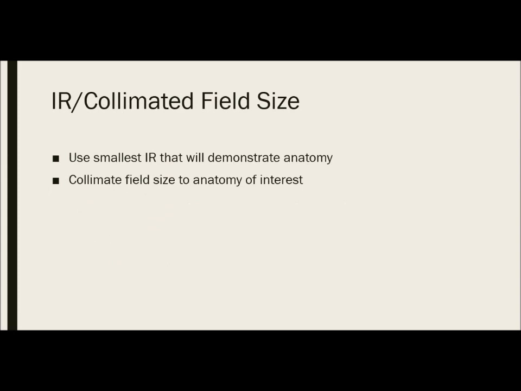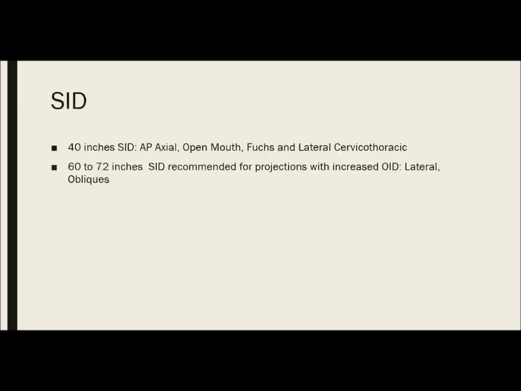Now our IR collimated field size, we want to use the smallest IR that will demonstrate our anatomy, which usually is a 10 by 12 or an 8 by 10 image receptor if we have those available. And we want to collimate our field size to the anatomy of interest. So usually we have about a 1-inch margin around our anatomy. Some of them may be a little bit smaller, which we'll go over throughout the PowerPoint here.